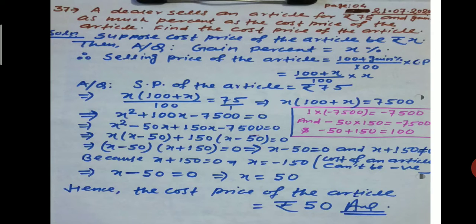Now let us see question number 37. The dealer sells an article for rupees 75 and gain as much percent as the cost price of the article.